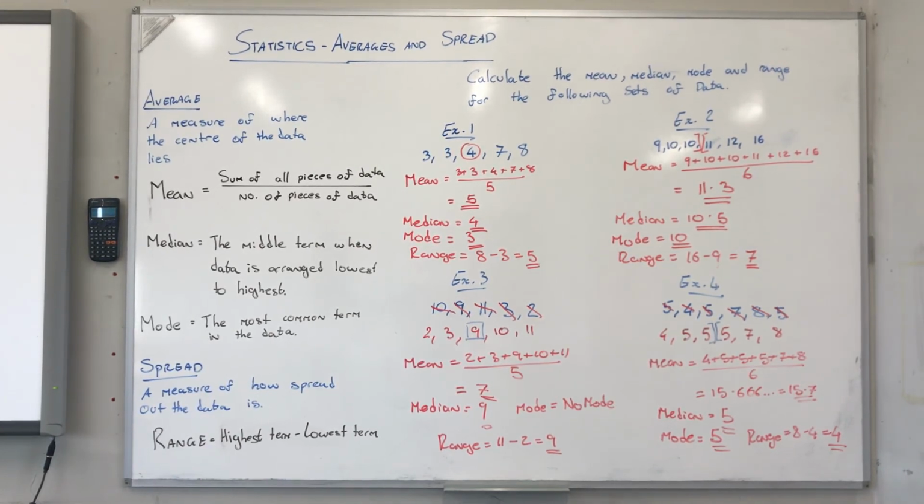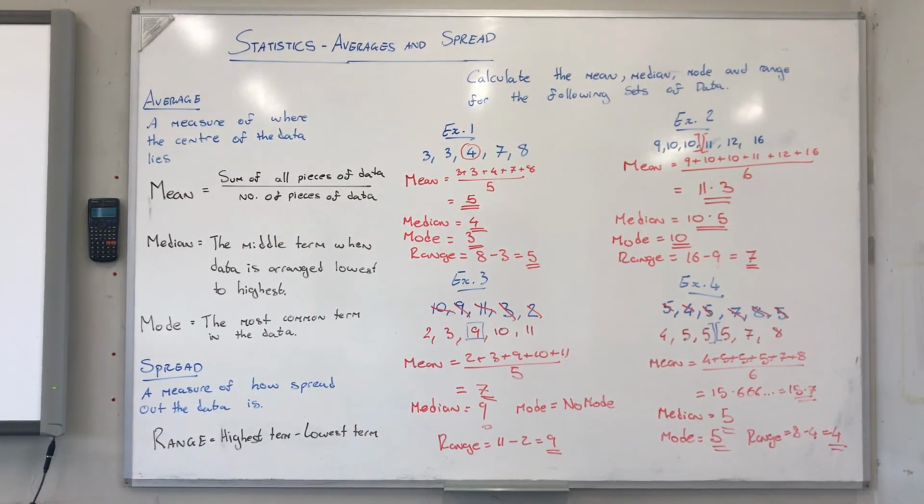Tricky thing with the median here is, again, we've got no clear middle term. You can see that there's 2 5s right in the middle of the set of data, and if you find the middle point between 5 and 5, it's just 5. So in this case, as much as there's no middle term, it actually turns out to be 5 because the 2 terms on either side of the middle are both 5.